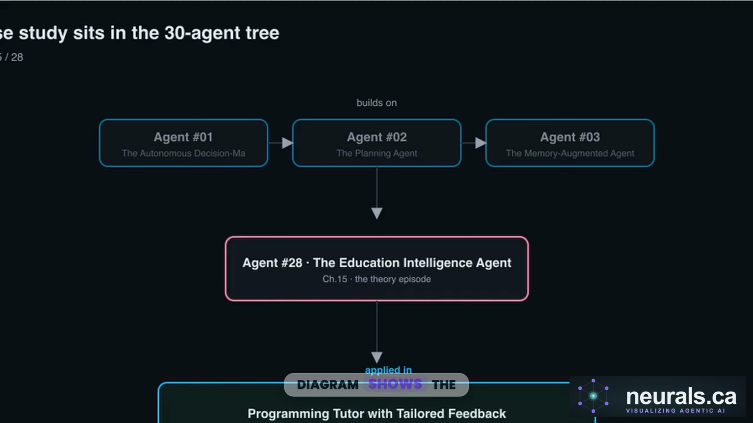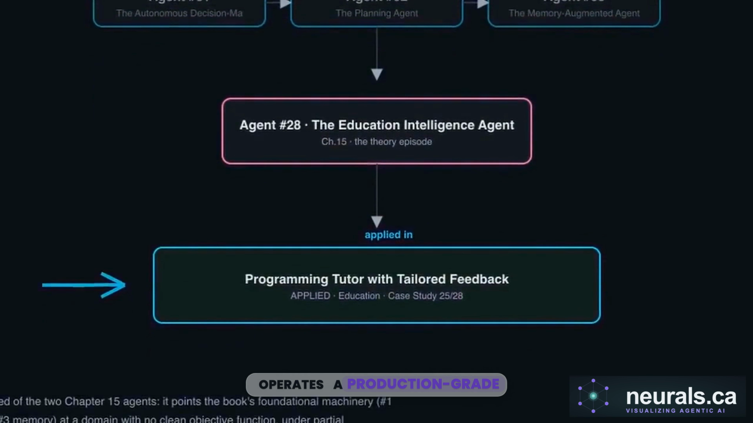This diagram shows the specific node in the agent hierarchy responsible for that refusal. Agent number 28, the Education Intelligence Agent. It operates a production-grade Python tutor, equipped with tailored feedback.